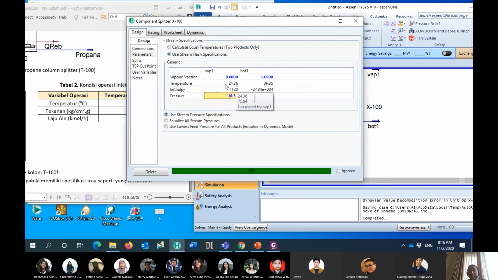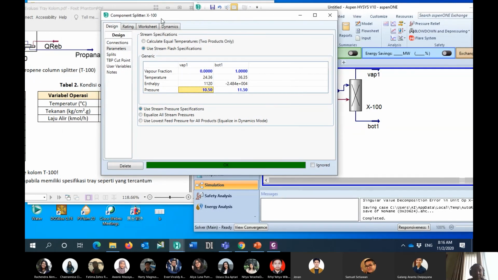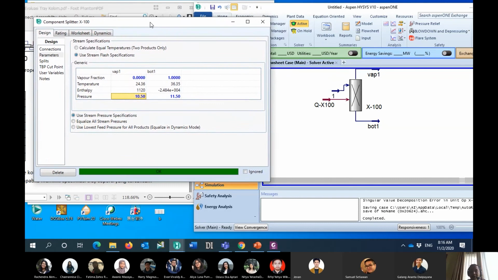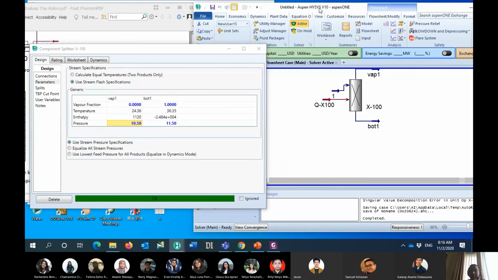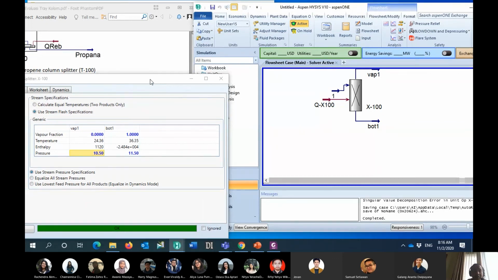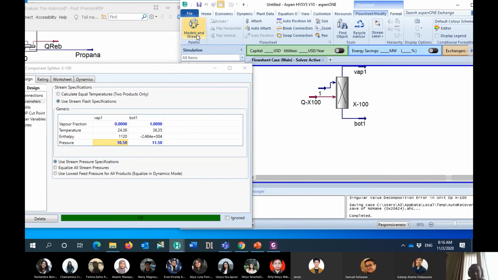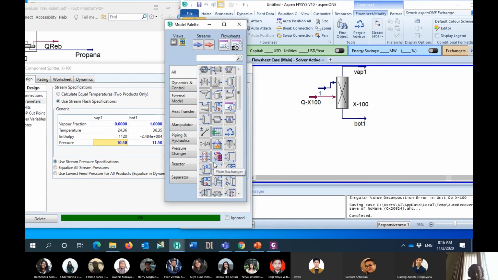So the result is that the temperature at the top will be 24, while the temperature at the bottom will be 36. So I will use this to perform another evaluation by using the so-called shortcut distillation. I will do this one. Okay, I will use the shortcut distillation.